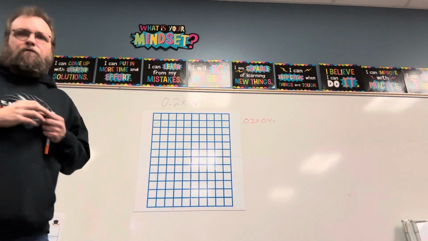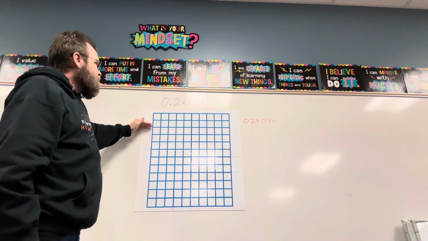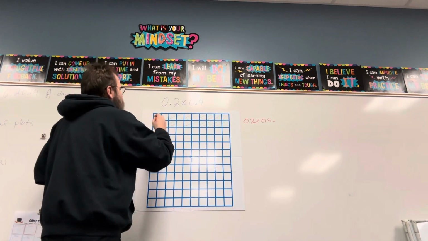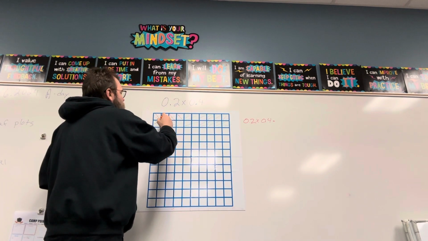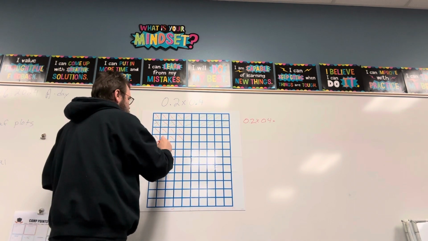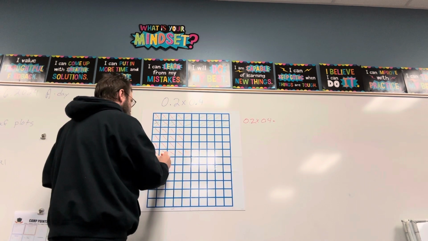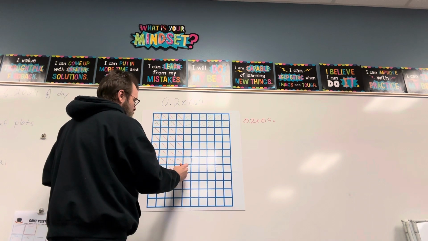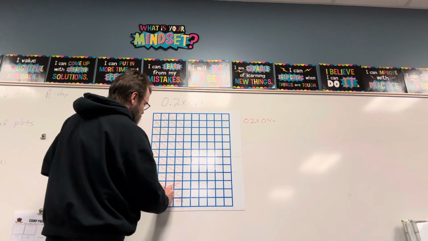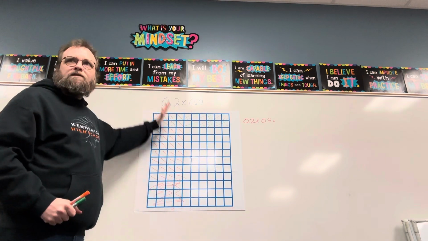All right, so I've shaded in 2/10. Two rows, each row is 1/10, so that's 2/10. Next, I take 4/10, and I shade in the opposite direction. So I'm going to do 4 columns. Go get that, please. 4 columns. So I shaded in 4/10. 4 columns, each column is 1/10.